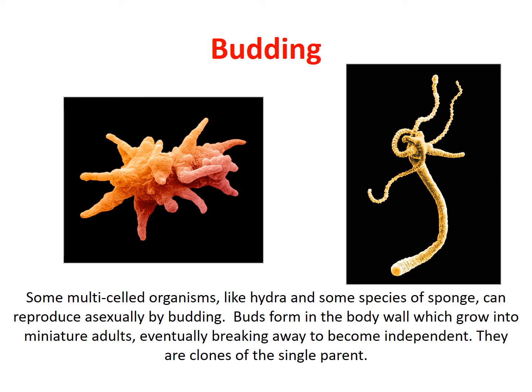Some multi-celled organisms, like hydra and some species of sponge, reproduce asexually by producing buds. So they produce a bud on the side, and it breaks away and becomes a new organism, even though it's genetically identical to the original.